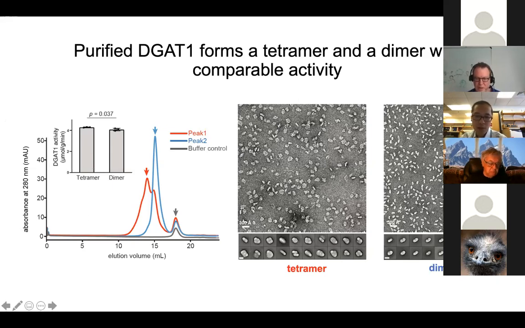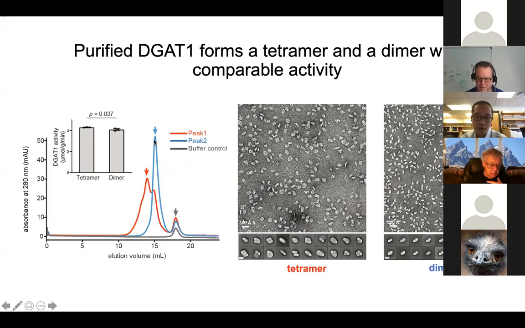As I will show you later, the first peak is a dimer of DGAT1, and based on the size as well as previously published results, we believe this population represents a tetramer of DGAT1. For structural study, because this peak gives a higher yield and also more homogeneity, we focused our structural study on the later peak.